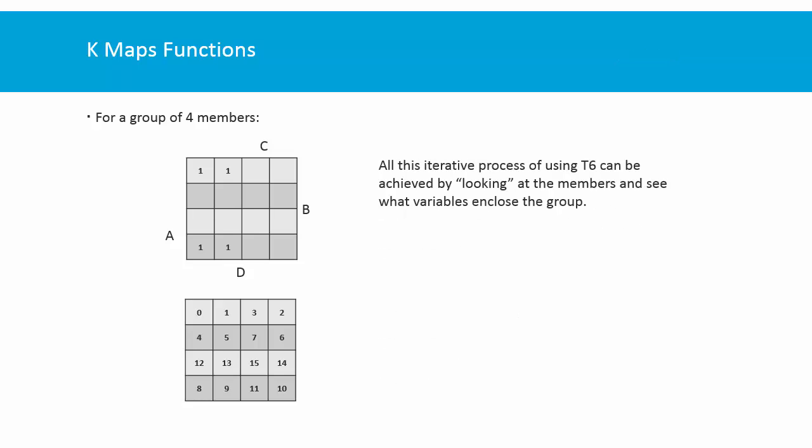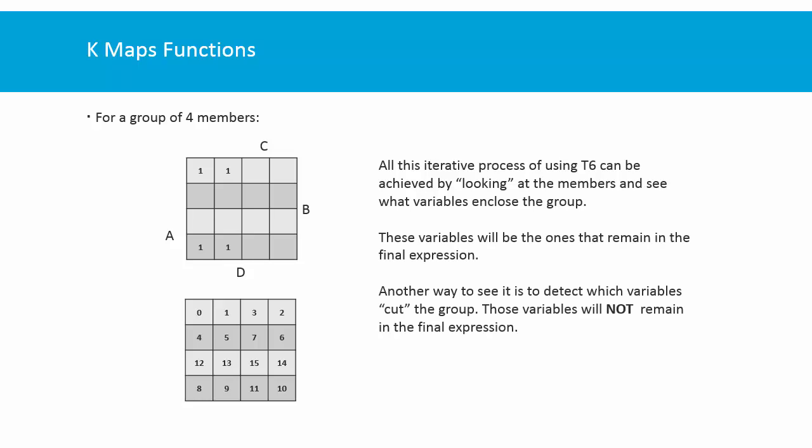All this iterative process of using theorem 6 can be achieved just by looking at the members and seeing what variables enclose the group. These variables will be the ones that remain in the final expression. Another way to see it is to detect which variables cut the group, and those variables will not remain in the final expression. So if you see here, variable A is cutting the group in half. We have two ones which are enclosed in the variable A, and two ones which are not enclosed in this area. So that means that variable A is not going to be in this expression.